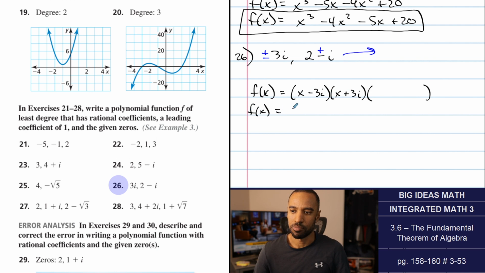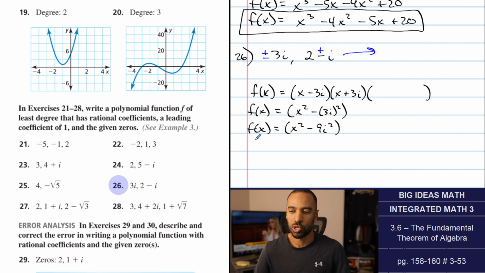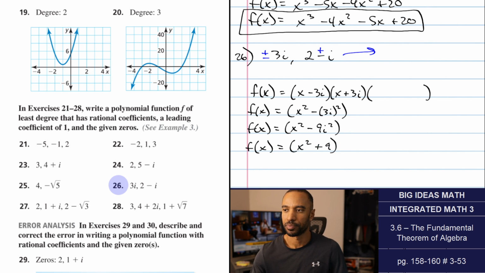X minus 3i times x plus 3i, difference of two squares, is x squared minus 3i squared. Now, I'm going to write out what that looks like. 3i squared is 9i squared. 9i squared is negative 9. And subtracting a negative 9 gives you plus 9. So x squared plus 9 is that result.